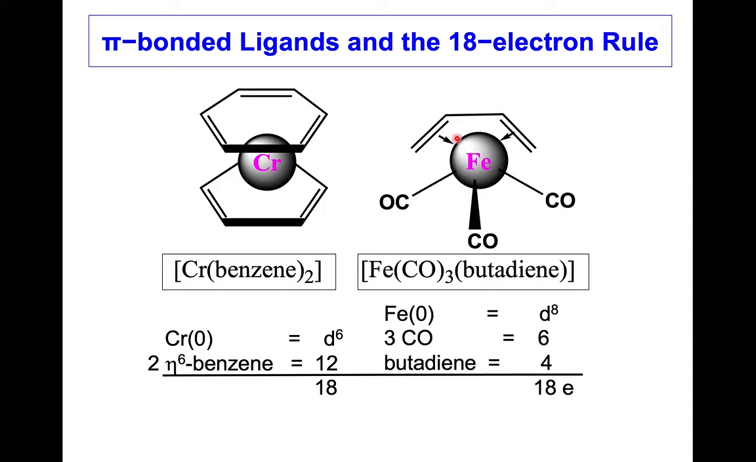Here's a really common starter complex in organometallic chemistry, tricarbonyl iron 1,3-butadiene. Everything here is neutral, and so this is iron 0. Iron 0 is d8. We have 3 COs to give us 6 electrons. That brings us up to 14. And then the butadiene is donating both of the double bonds, and so that's 4 more electrons to get us up to 18 electrons. Both of these are 18-electron complexes. This one is often referred to as a sandwich complex, where the chromium here is the meat, and then the 2 benzene rings are the pieces of bread.